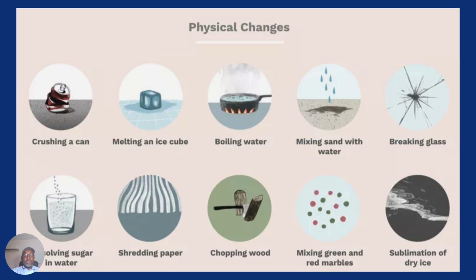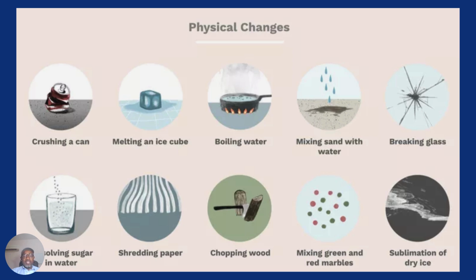Chopping wood is a physical change. You have chopped the wood, but you can bring it back again through some other kind of process. Just like wood is used in making papers, textbooks, and all the things that we use. They are made from wood. I hope you know that. Then mixing green and red marbles together, there'll be a physical change, but you can separate the green marble from the red marble. Okay.